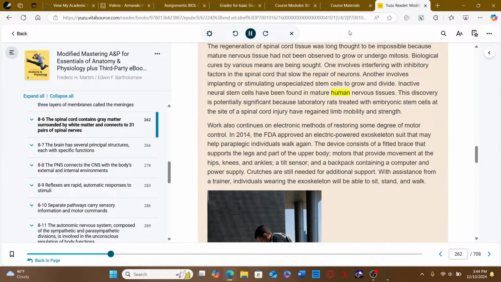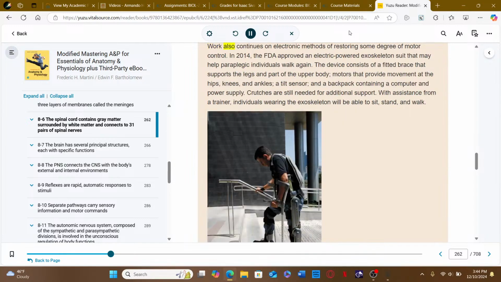Inactive neural stem cells have been found in mature human nervous tissues. This discovery is potentially significant because laboratory rats treated with embryonic stem cells at the site of a spinal cord injury have regained limb mobility and strength. Work also continues on electronic methods of restoring some degree of motor control.